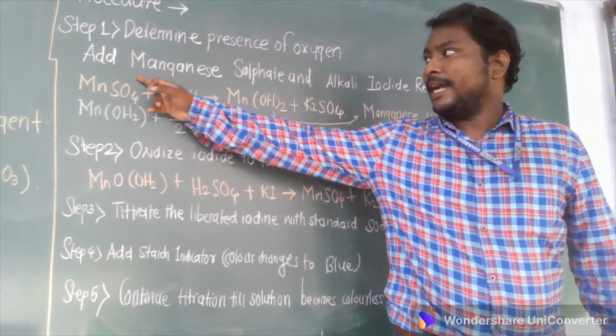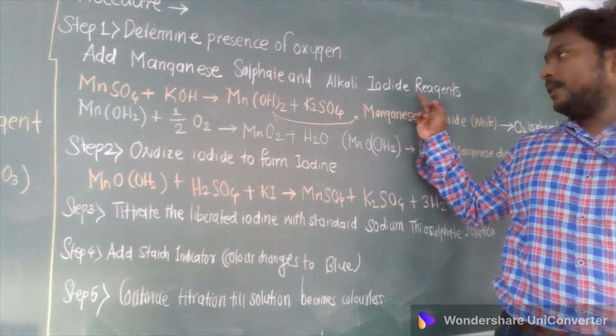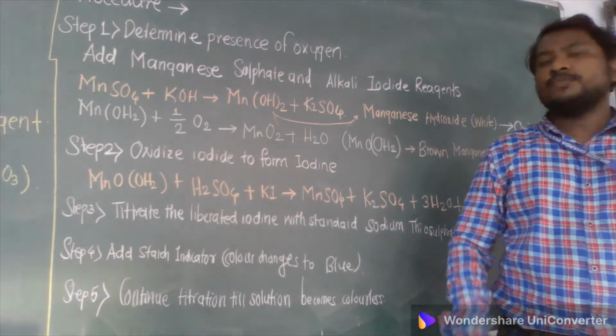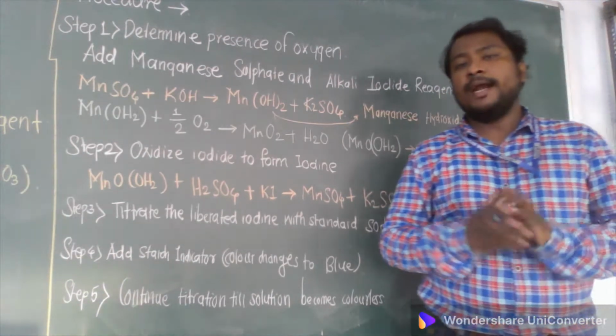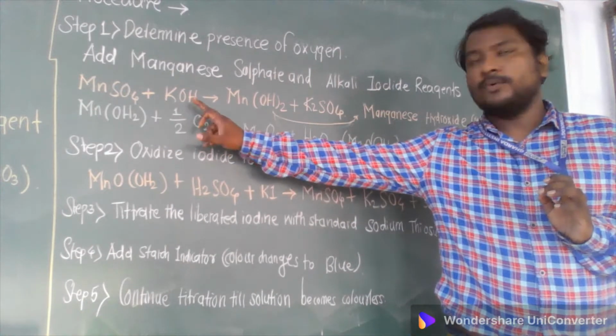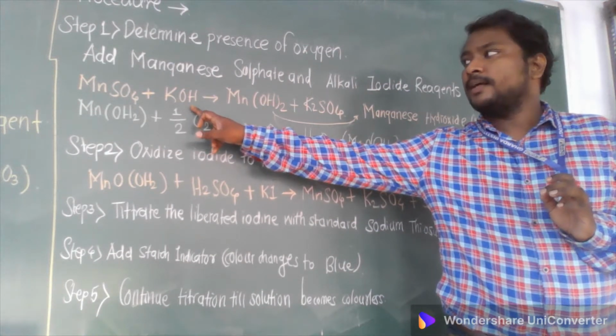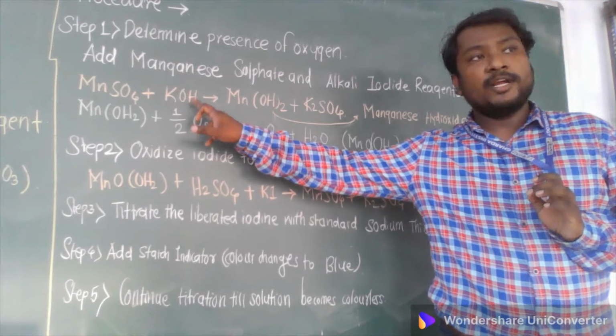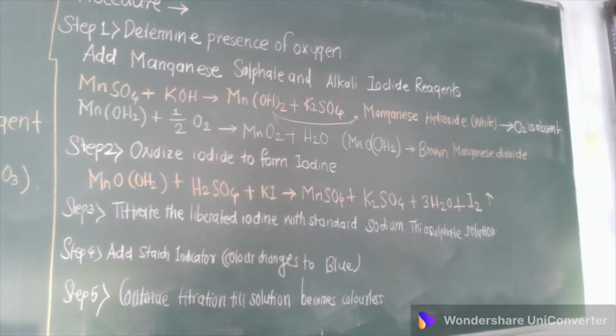Here I have written that we add manganese sulfate and alkali iodide azide reagent. Means in the first step we are going to add the manganese sulfate, the chemical I just told you about, and we are going to add it in this corresponding bottle. Sorry, one bottle that I will show to you.